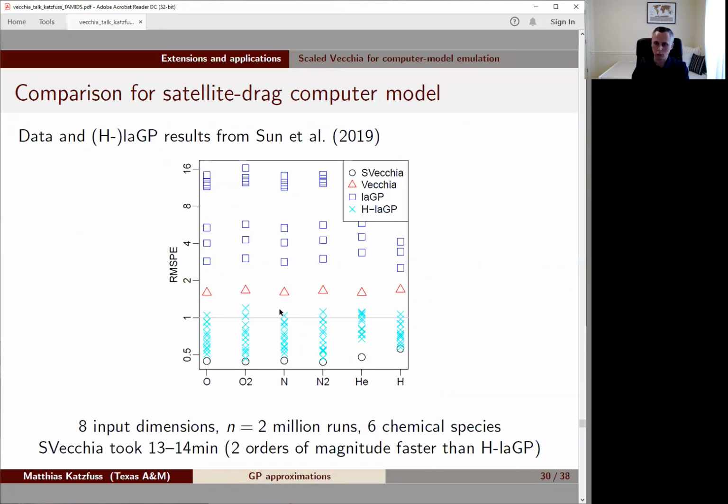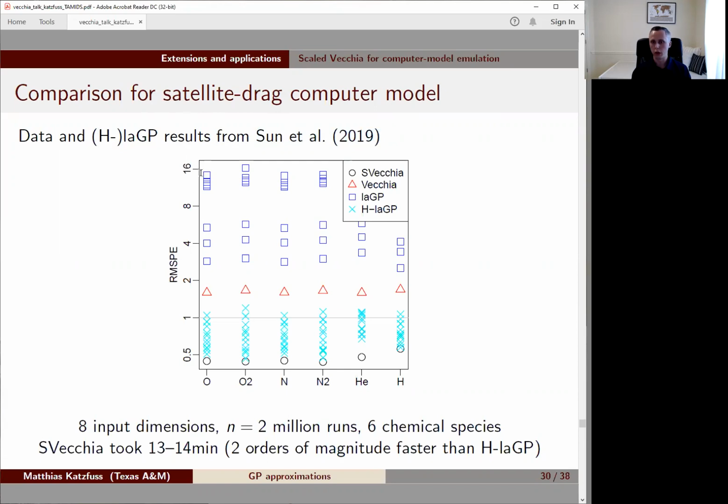Here's a brief overview of some results that we got for a real application where we looked at a real satellite drag computer model. So this is a computer model that models the drag that you get on a satellite orbiting Earth as a function of various different characteristics of the satellite. There's an existing analysis of this computer model output and GP emulation results in this paper here, and we basically compared to their results and their methods.